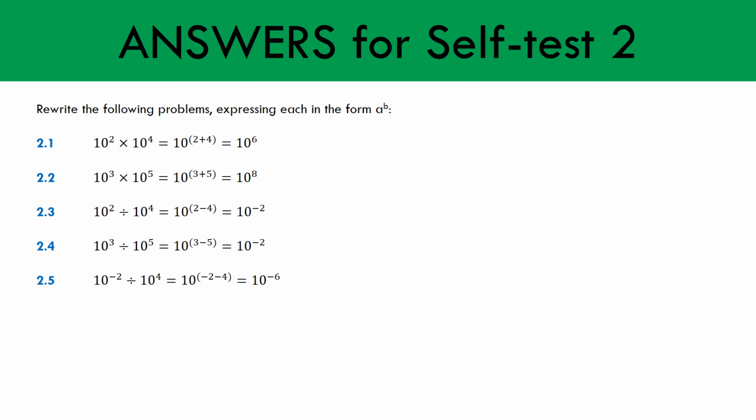Again, we're dividing indices, so we subtract the 2 here. So this is 10 to the minus 2 minus 4, which is 10 to the minus 6. And here we've got a power which is raised to another power, so 10 to the 2 raised to the power of 5, and we know that we have to multiply the two terms here, so this becomes 10 to the 2 times 5, which is 10 to the 10. And similarly, the final answer is 10 to the 30.